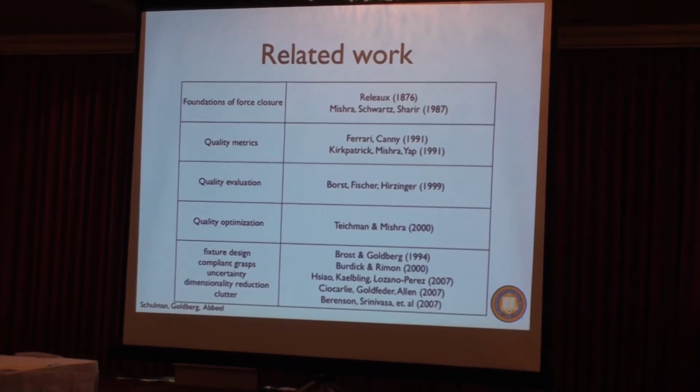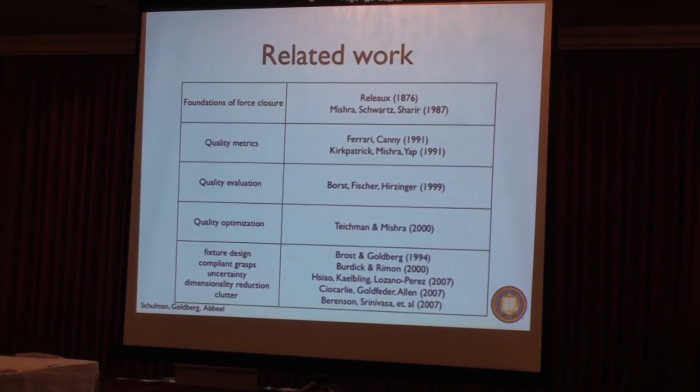And recent work on grasping has proceeded along a bunch of different angles: designing fixtures for parts, designing stable compliant grasps, grasping under uncertainty, planning with kinematic constraints of a hand, or dealing with clutter. But we're actually going to go back to the earlier definitions of the quality metrics, and we build on some recent results in combinatorial optimization to show that you can efficiently optimize the quality metrics.